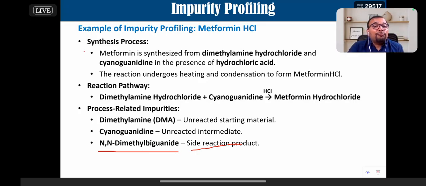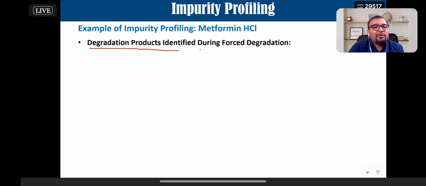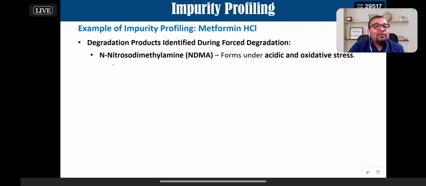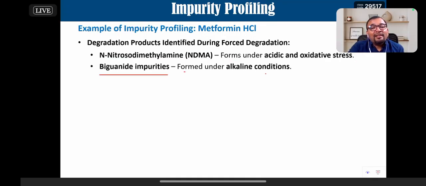Now then comes the forced degradation study. So, degradation products identified during forced degradation. You have conducted FD, so what products did you identify? You identified N-nitrosodimethylamine or NDMA, a nitrosamine, under acidic and oxidative stress. So you got NDMA. You got biguanide impurities formed under alkaline conditions.